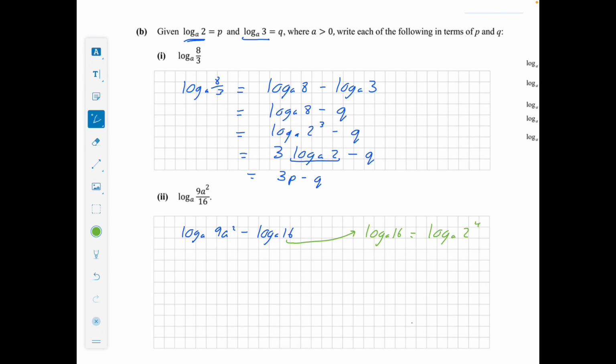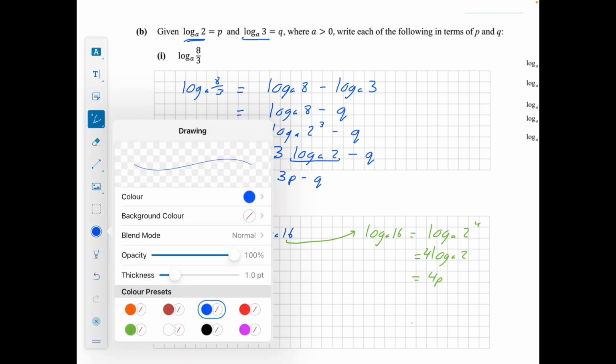Okay, we want this to be a 2. I can write that as log to base a of 2 to the power 4. Okay, 2 to the power 4 is 16. And I can bring down that power then, so that'll be log to base a of 2 and the 4 down in front. Log to base a of 2 is p, so that would just equal 4p. So log to base a of 16 is 4p.